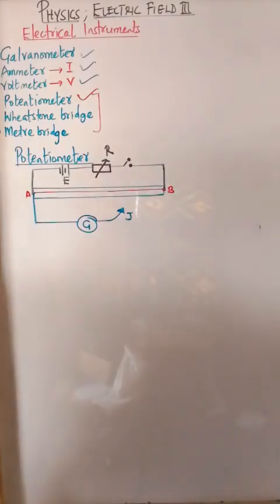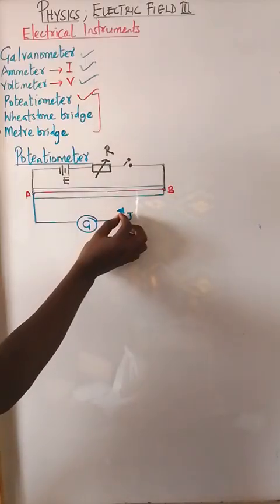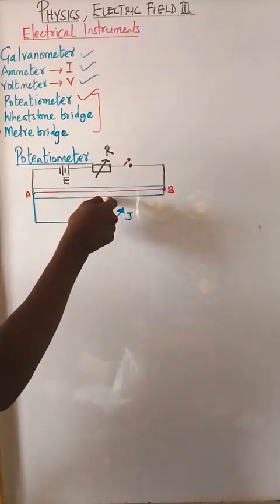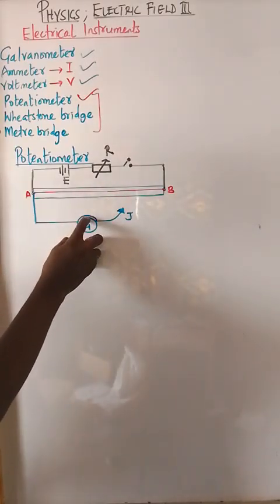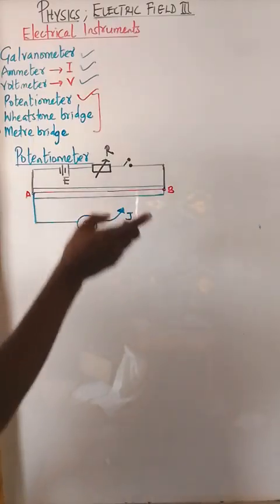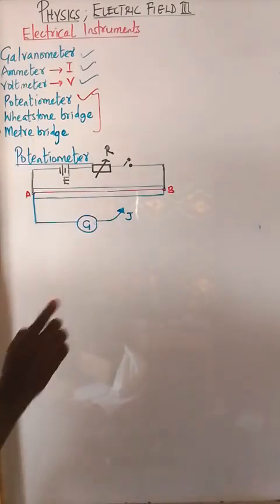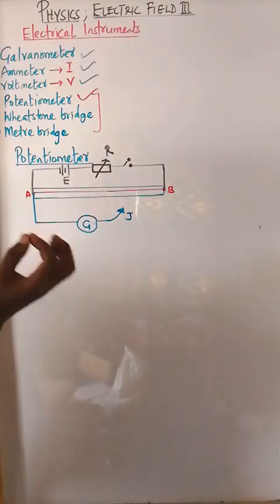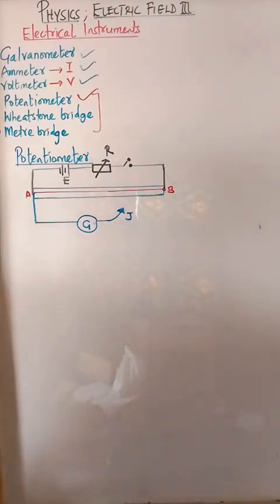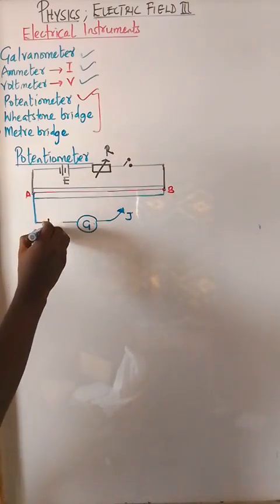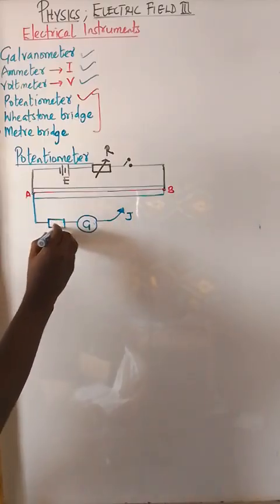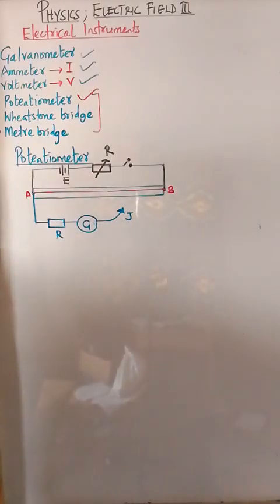It's a conductor. If you place the jockey at a particular point, maybe at the center here, this galvanometer will deflect, showing there is a PD across. So put this jockey here. But a galvanometer can only take a little amount of PD or current, so we have to put a protective resistor here, so that the galvanometer will not be destroyed. This one is to protect the galvanometer.